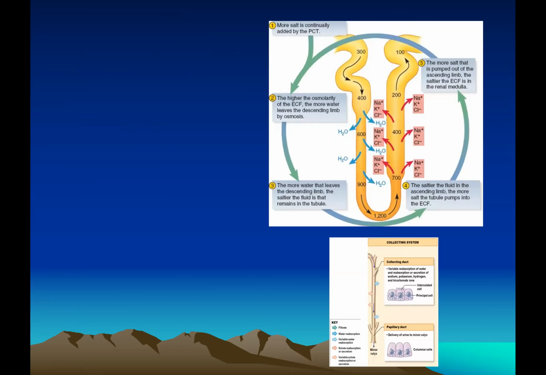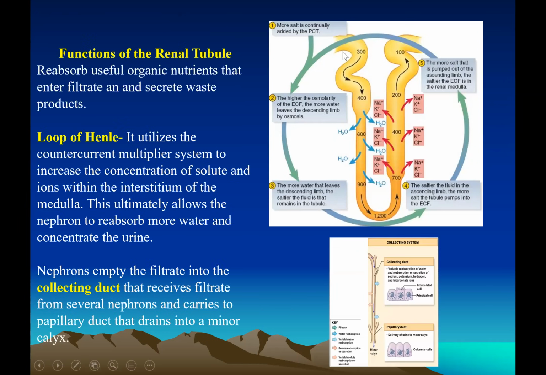So another fascinating thing that happens is in the loop of Henle. See, the descending loop of Henle is thin compared to the ascending loop of Henle. A very magical phenomenon happens in the loop of Henle. Let's say you are dehydrated and your body needs to absorb more water. So the ascending loop of Henle will pump out sodium and chloride and potassium, and it forms a gradient here. See, 200, 400, 700. So it forms a gradient in this part of the medulla.